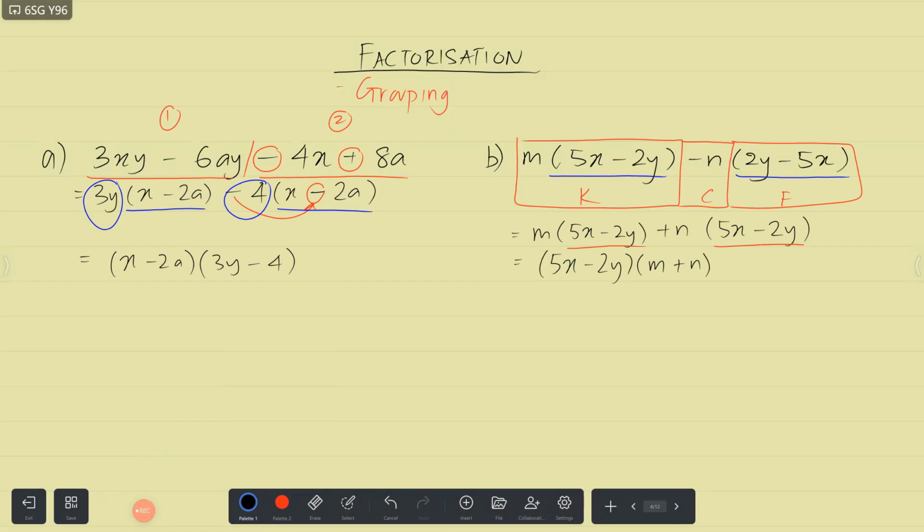So this is the slightly harder way of factorization by grouping, just slightly harder. Hopefully you can understand, you can remember this KCF technique and apply and finish off this factorization by grouping properly. So guys, that's it. This is all I have for factorization by grouping.